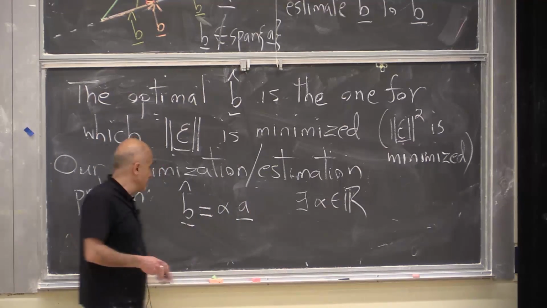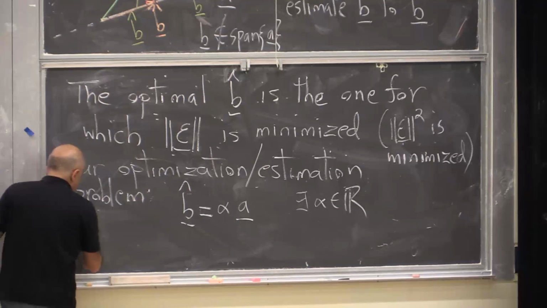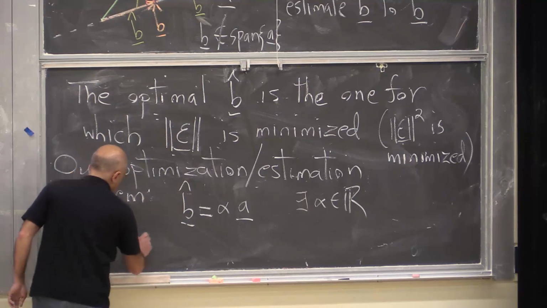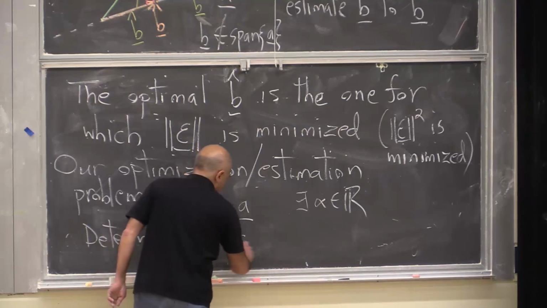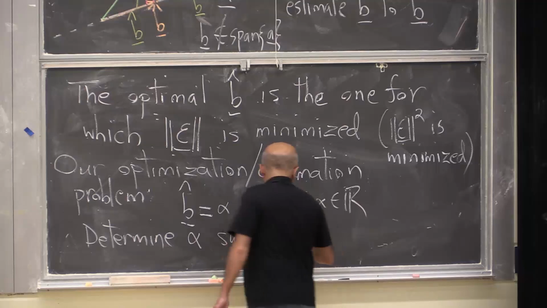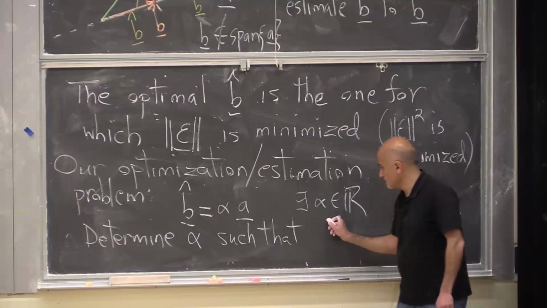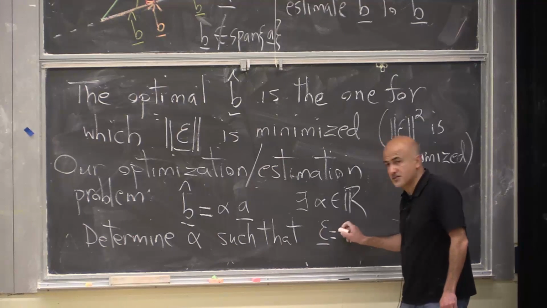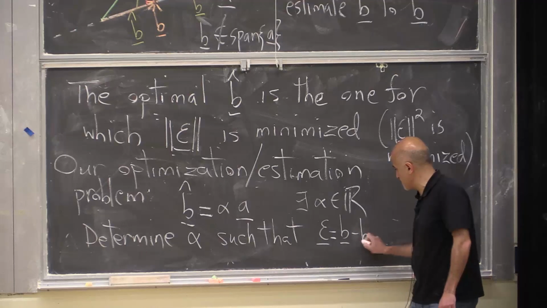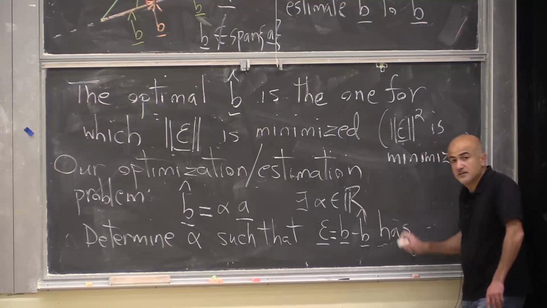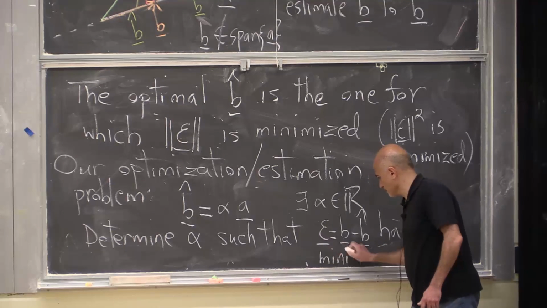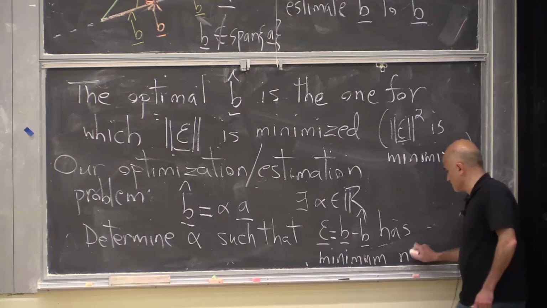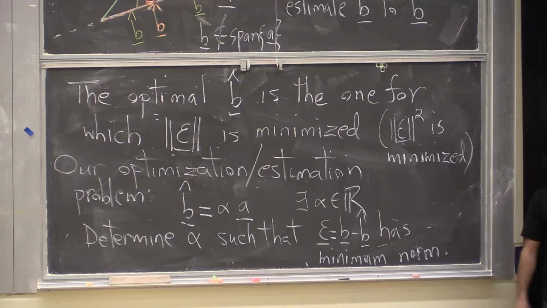My task, or your task, is to determine alpha such that, what, people? The error, which is defined as B minus B hat, has minimum norm. That's our optimization problem.